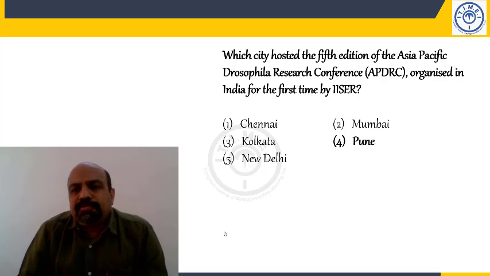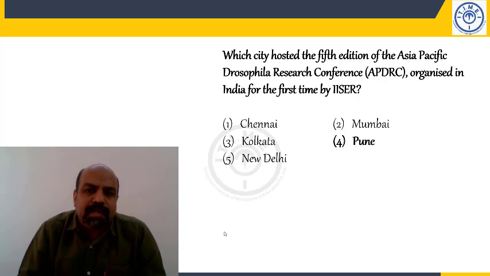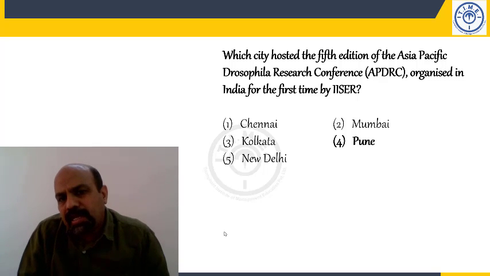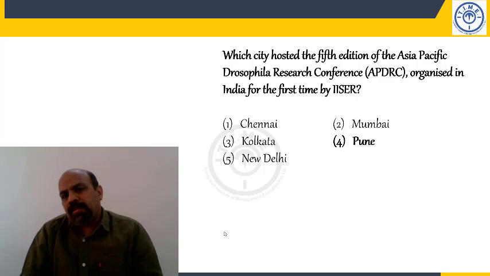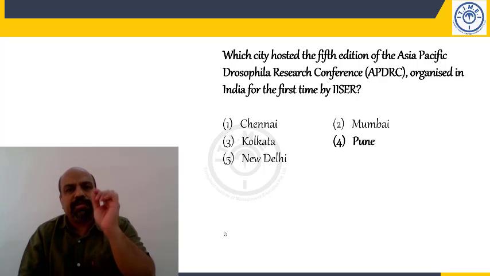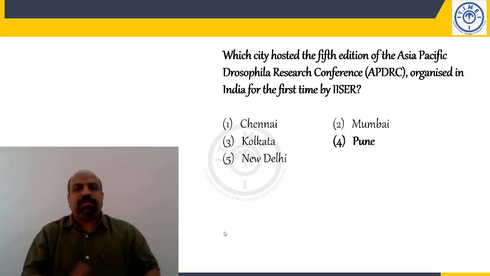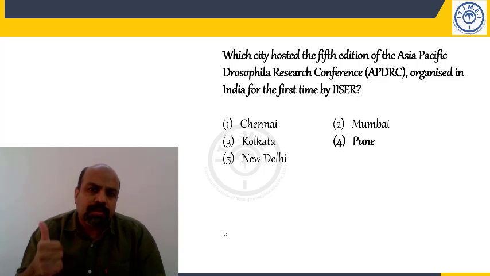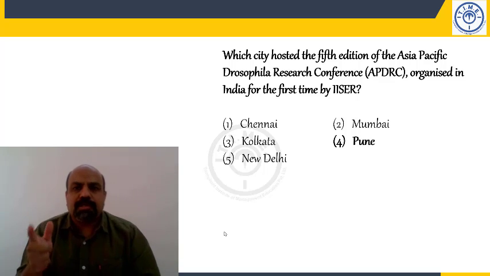Which city hosted the 5th edition of the Asia Pacific Drosophila Research Conference, organized in India for the first time by the Indian Institute of Science, Education and Research? There's not anything to discuss here except what is Drosophila. Drosophila is fruit fly. You find them everywhere. So it was held in Pune. So 2 things to know: Drosophila, fruit fly, and the full form of IISER: Indian Institute of Science Education and Research.